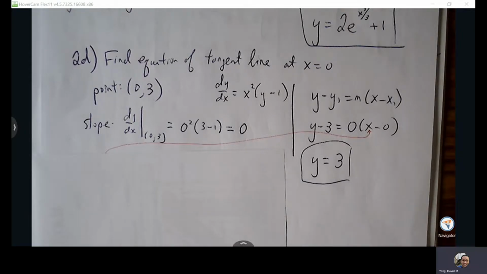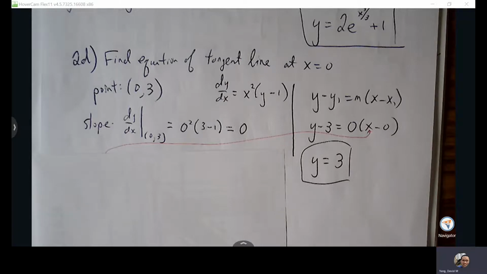Ordered pair (0, 3), slope 0, point-slope form. So normally the slope is not 0, right? So normally the equation has a bit more to it, but here, because the slope is 0, it wipes everything out, and we're just left with y equals 3. This seems a little bit strange, right? Just because the slope is 0, that's why it wipes out the right side, and it feels more simplistic than other tangent line equations.